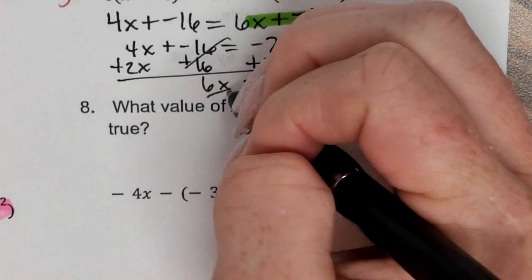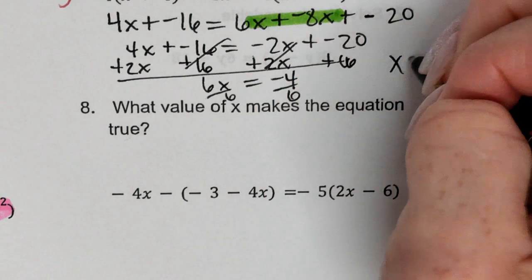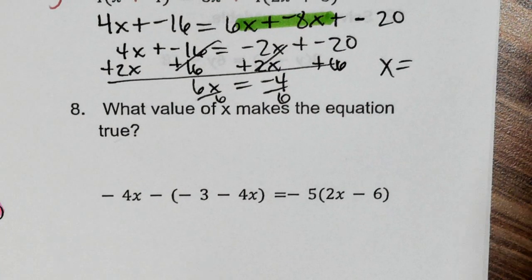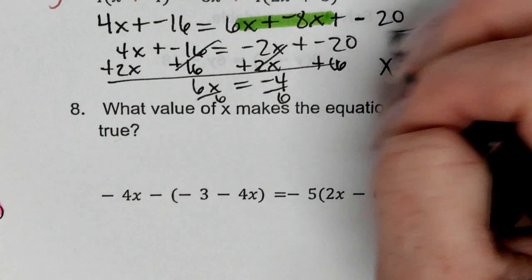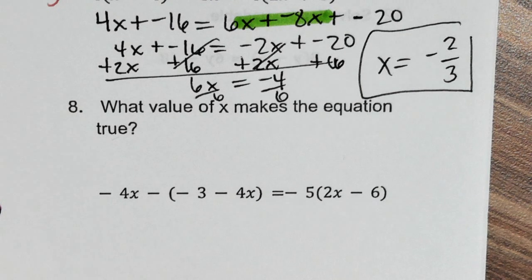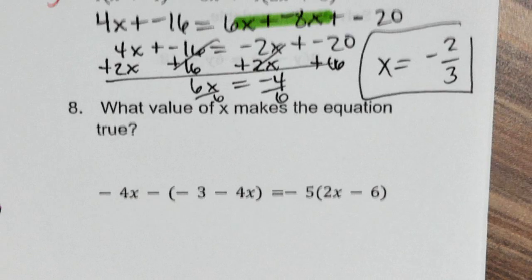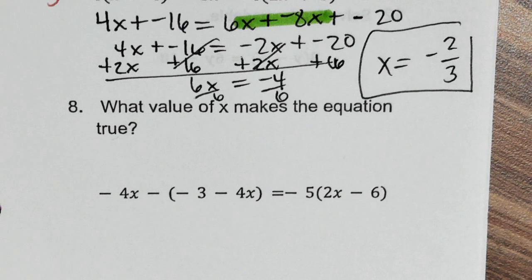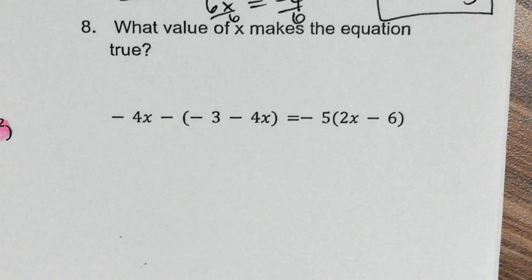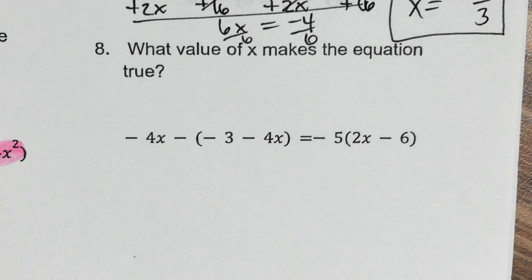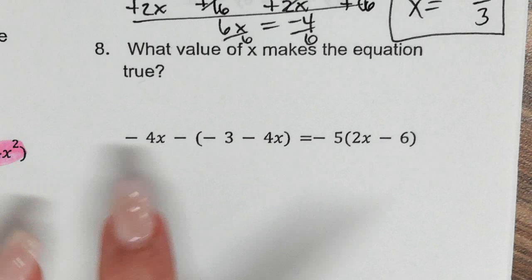And then I would divide by 6, and I would get x equals, and I would simplify that to negative 2/3. Your calculator would give you that as negative 0.66667. Everybody good? The next one, to put this one in your calculator, you would type it exactly how you see it. So y'all read this to me.